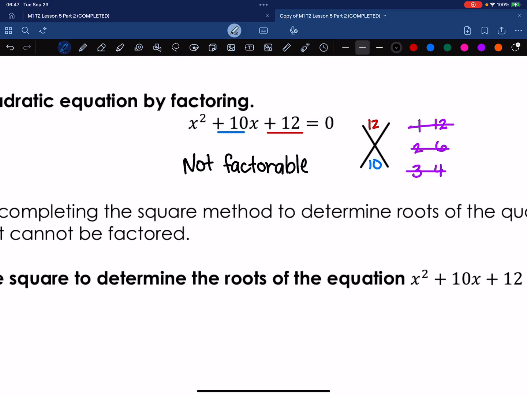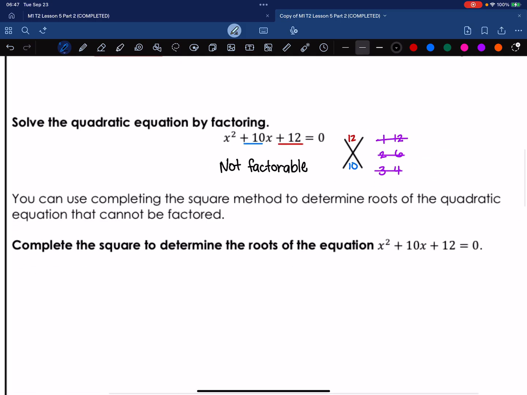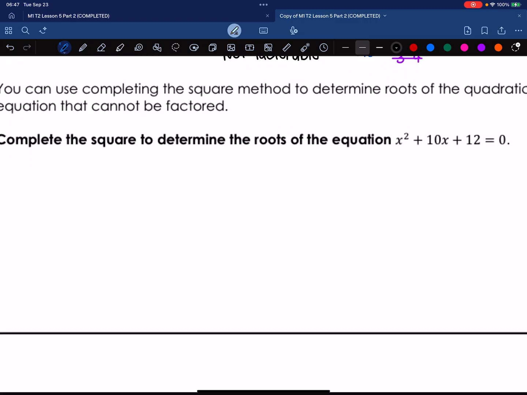So since it's not factorable, that means we have to use a different method to help us solve. And so the method that we're going to focus on today is going to be completing the square. You could also use the quadratic formula that was taught in the previous lesson, but for this one, we're going to focus on completing the square. So we have complete the square to determine the roots of x squared plus 10x plus 12, so x squared plus 10x plus 12 equals 0.